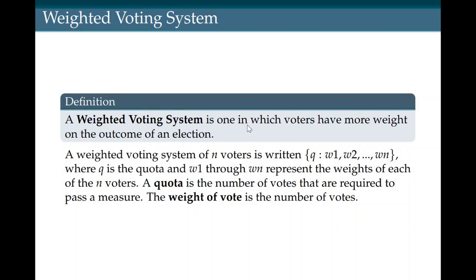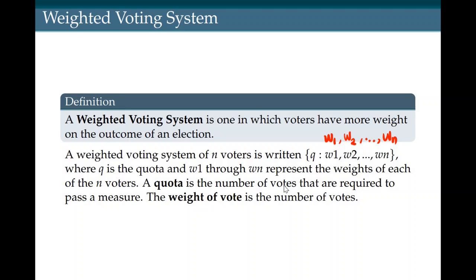A weighted voting system is one in which voters have more weight on the outcome of an election. A weighted voting system of n voters is written as [Q: W sub 1, W sub 2, up to W sub n], where Q is the quota and W sub 1 through W sub n represent the weights of each of the n voters.